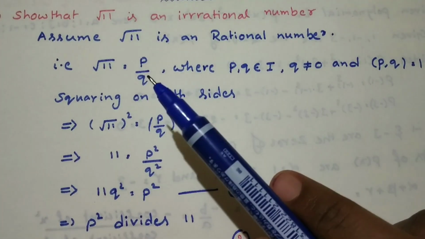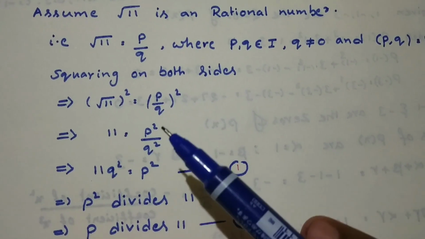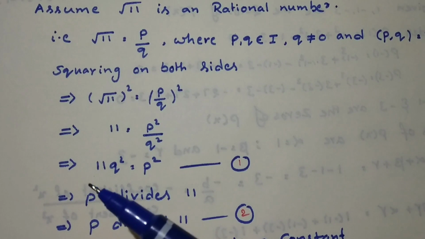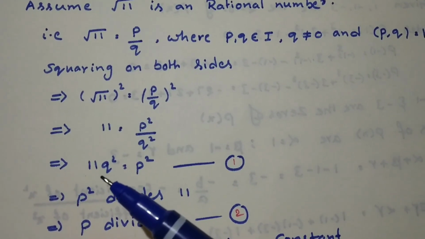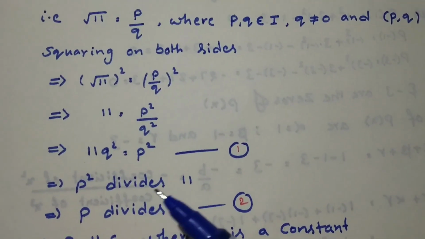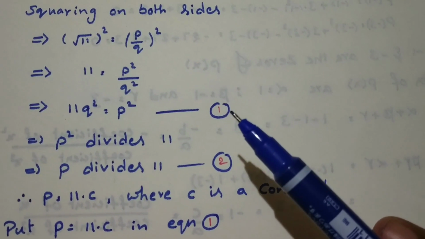Squaring on both sides, you are going to get like this: 11 is equal to P square by Q square. 11 Q square is equal to P square. That is nothing but P square is an 11 multiple. That means 11 divides P square. So 11 divides P. Let these be equations 1 and 2.